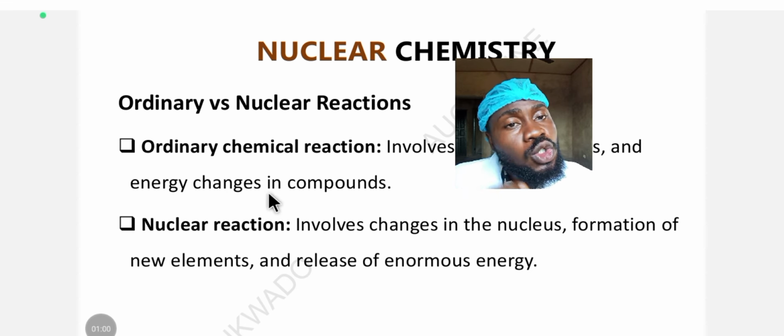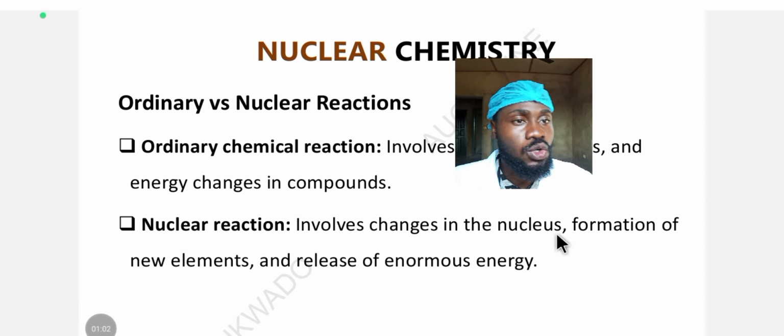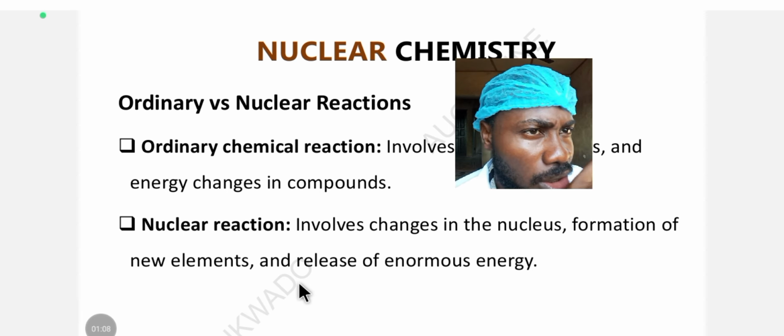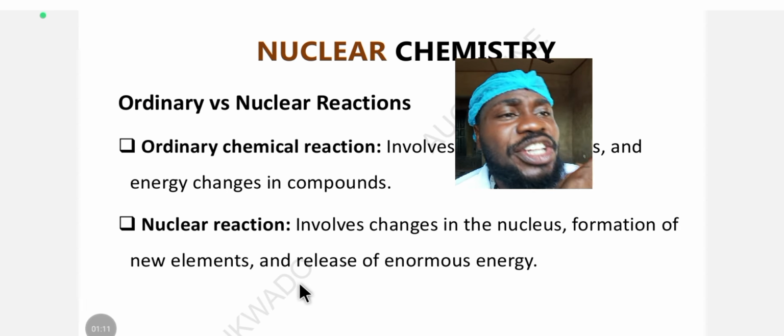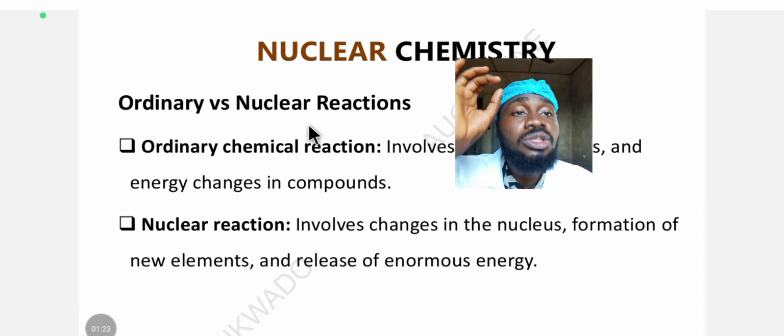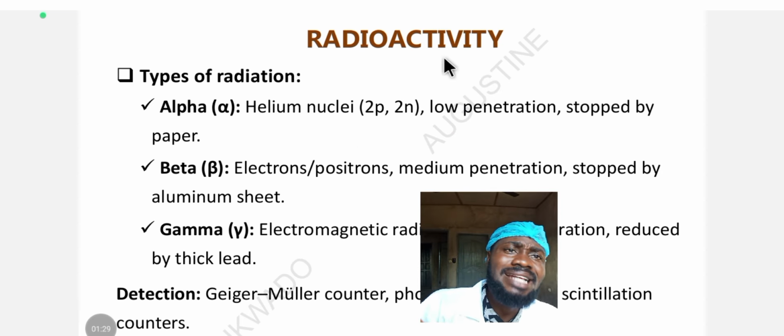But nuclear reaction involves the nucleus, which leads to the formation of new elements and the release of enormous energy. And such energy is known as what? Radiation. JAMB wants you to understand the difference to be able to differentiate between ordinary reactions and nuclear reactions. Now, let's look at the concept of radioactivity.